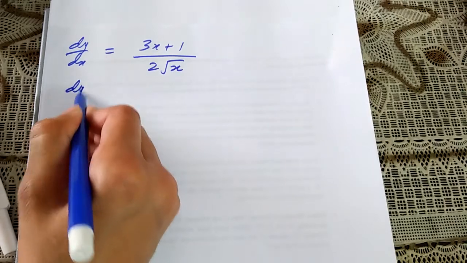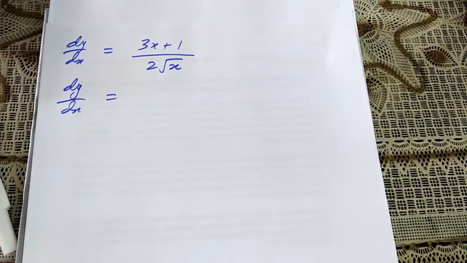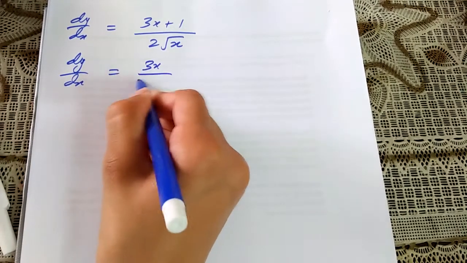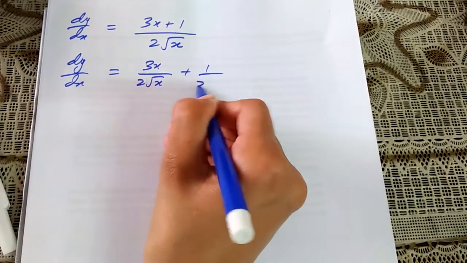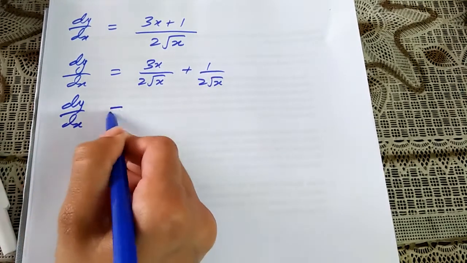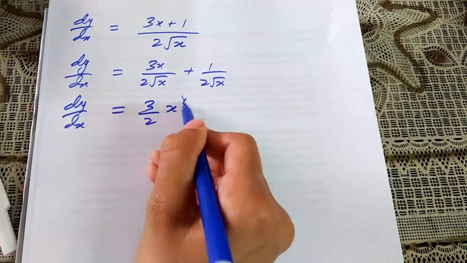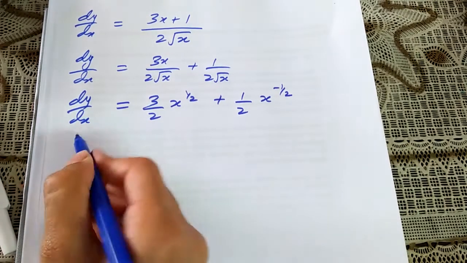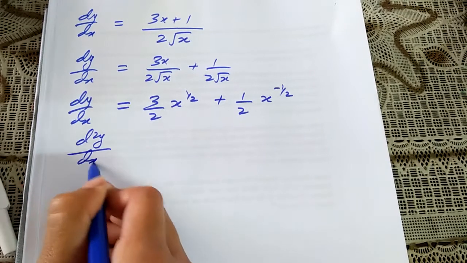Now dy by dx will be equal to, this term can be written as 3x over 2 under root x plus 1 over 2 under root x, and after simplifying the similar variables, dy by dx will be 3 over 2 x raised to power 1 over 2 plus 1 over 2 x raised to power minus 1 over 2. Now it will be easier to take its second derivative.